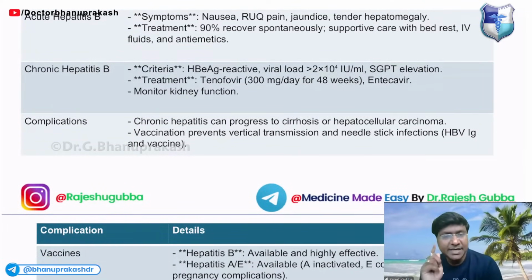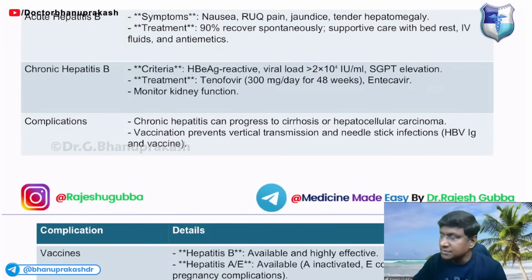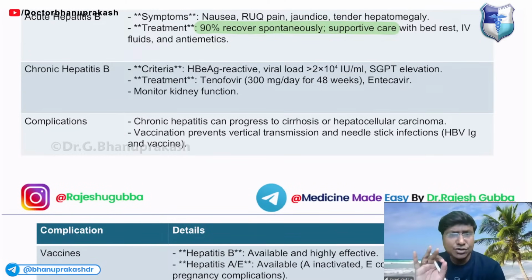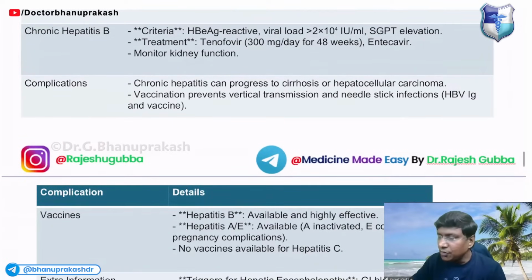Please remember, in acute hepatitis B, you don't give antiviral drugs because 90% of them will have spontaneous recovery, and only supportive care has to be given. Symptomatic management has to be done in case of the acute viral hepatitis. Okay. Then followed by that, the chronic hepatitis B.